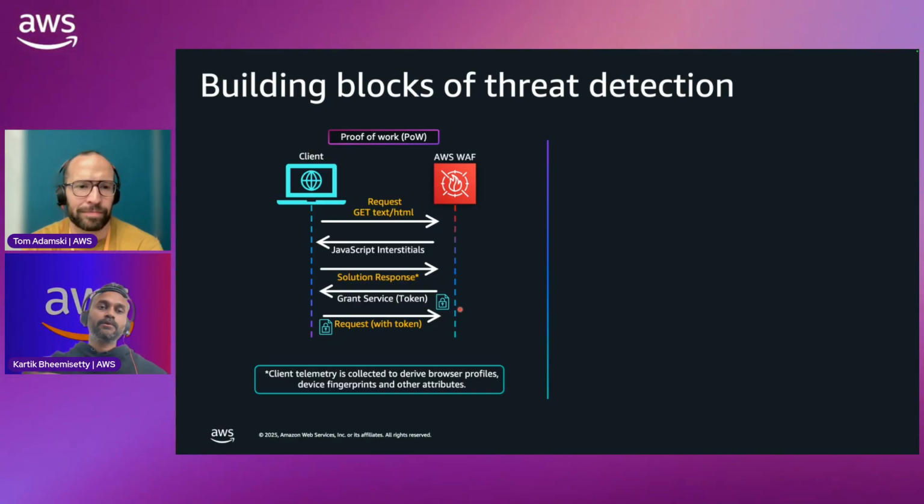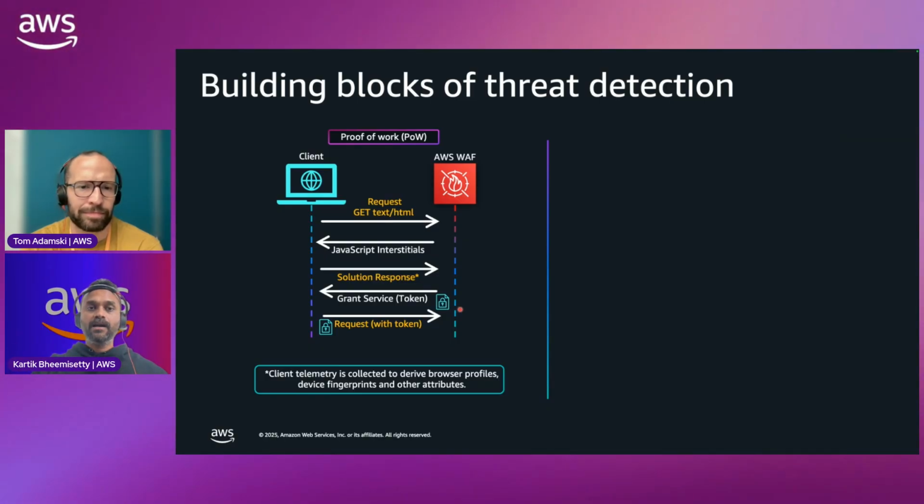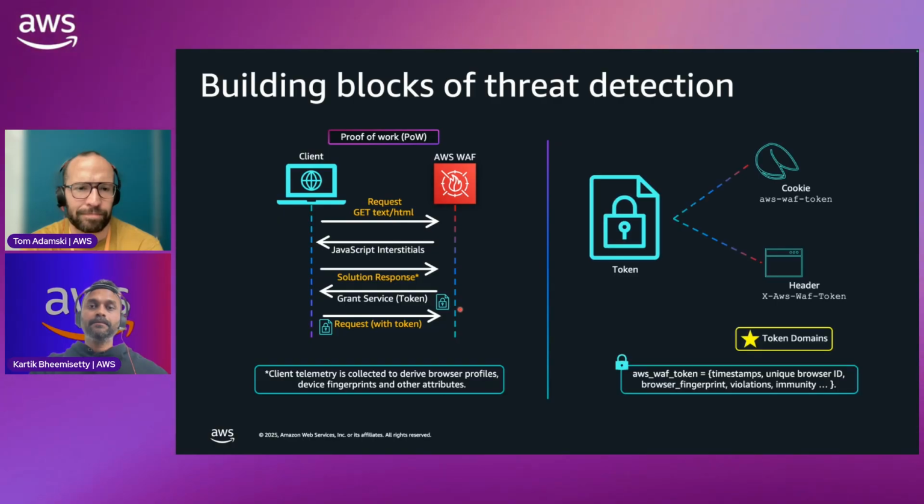Then the client adds the token to the request and sends the request back. WAF looks at the token: whether it is valid, whether it's not expired, and whether it matches the domain name the client is trying to access. If so, it's going to allow that particular traffic.